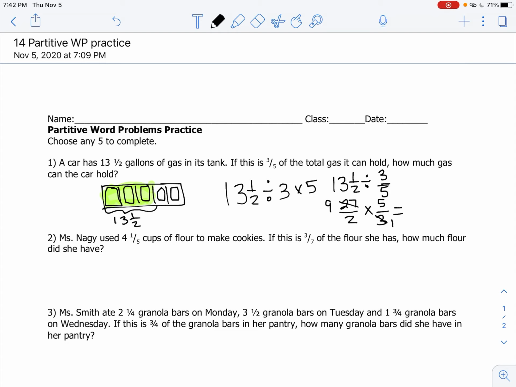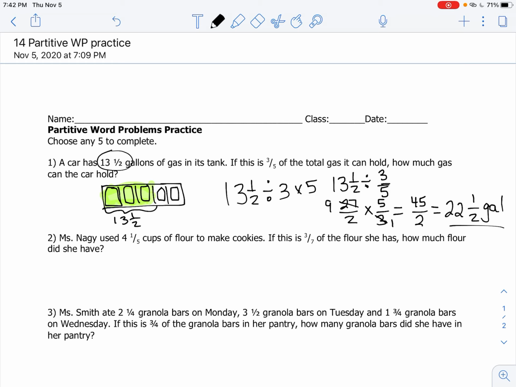So now we're going to multiply across. 9 times 5 is 45. And 2 times 1 is 2. 2 goes into 45 22 times. And we have 1 left over. So it's 22.5 gallons.